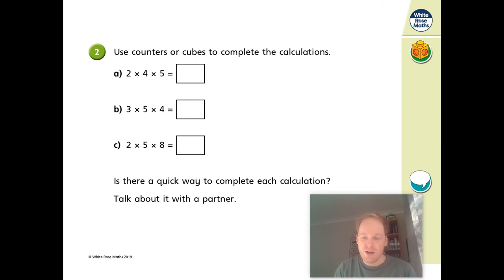Some of you won't need to actually make the arrays with pasta. Some of you will be able to do this straight off the top of your heads and using your times tables. And the last one, 2 times 5 is 10, times by 8, 10 times 8, you should be able to do. Okay. Is there a quicker way to do these? Have a chat to an adult at home or a sibling, they might be able to help you.